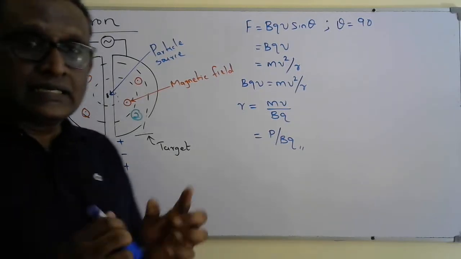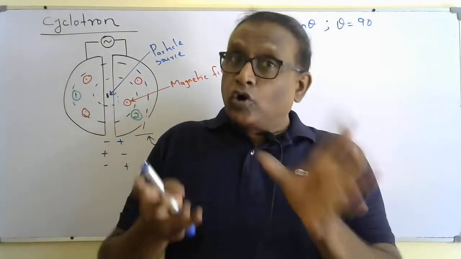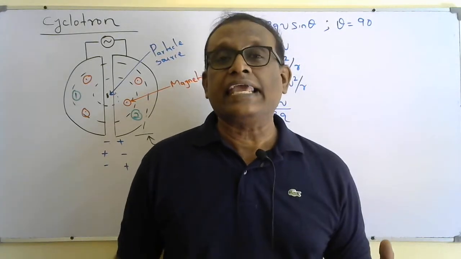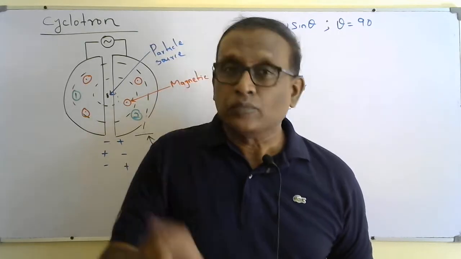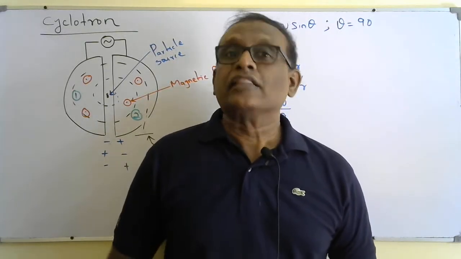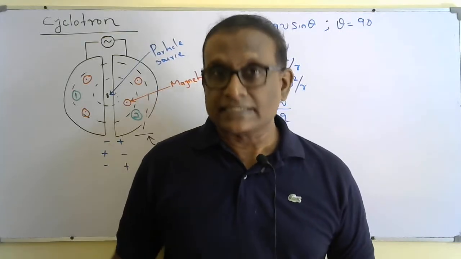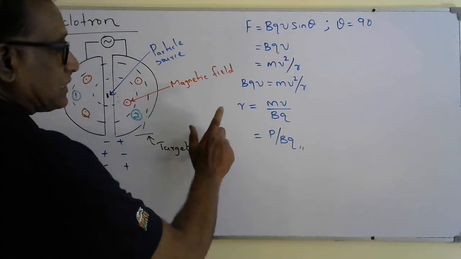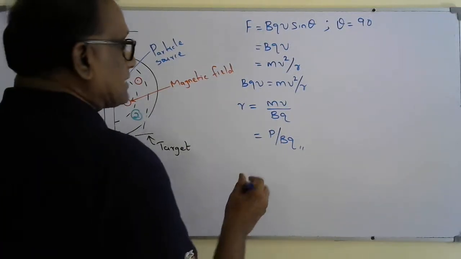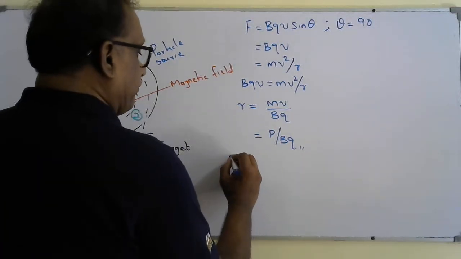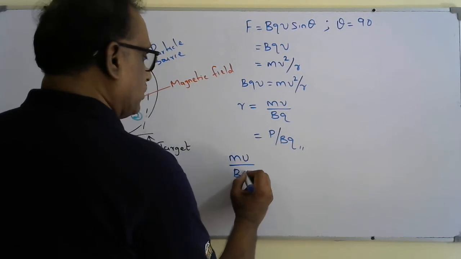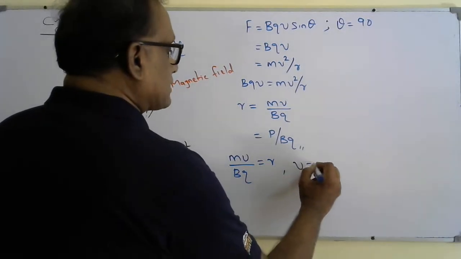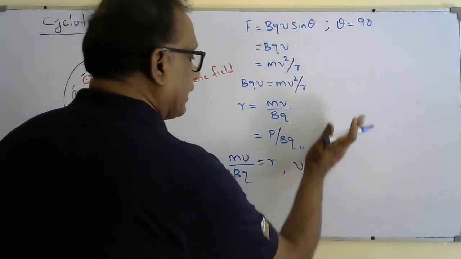That means when the particle completes one full circle, the polarity should change twice. That means both should have the same period. The period of circular motion of the particle and the period of the AC signal must be the same. So what should be the period of the AC signal? I can find the period of the circular motion for the particle. So I can see in this equation mv over bq is equal to r. We know that v equals r omega in terms of circular motion. V equals r omega.